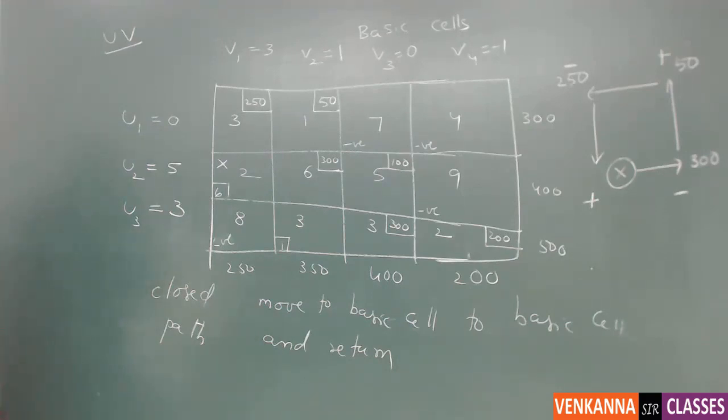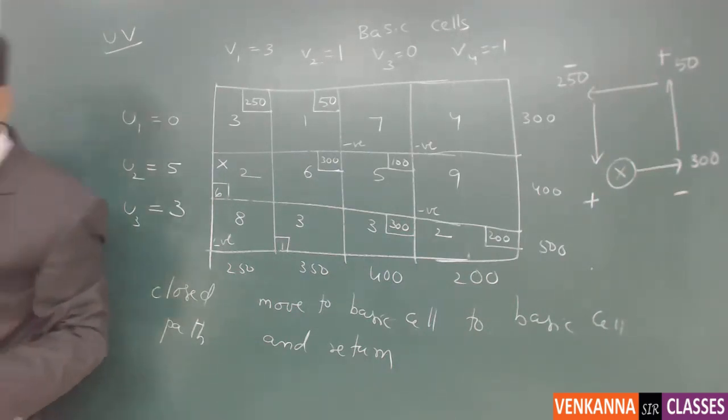We don't move diagonally. We move only horizontally or vertically. Please understand the transportation problem is nothing but rows and columns, nothing but sources and destinations. You are moving from one source to another source and one source to another destination. If you move diagonally, what does it mean? We move from source to destination, destination to source, like that. So we don't move diagonally. Clear?